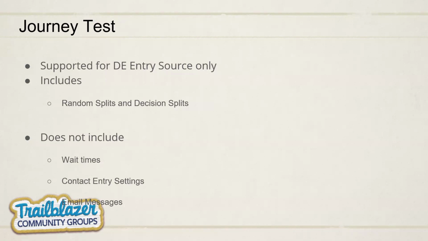We get to see, for a specific contact, and we can include up to 10 records for the testing, how each record flows through different steps or different paths in the journey. It can include the random splits and the decision splits, and it works only for data extension entry sources only. Whatever the wait times or the entry settings or the email messages, it won't really check those, because if the journey is set for 30 days and the testing takes 30 days, it doesn't make sense.